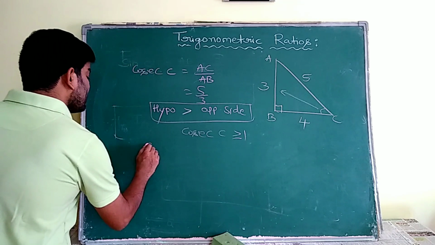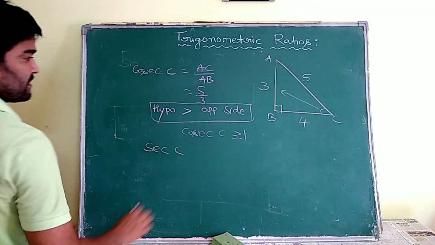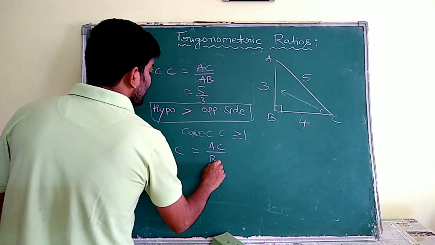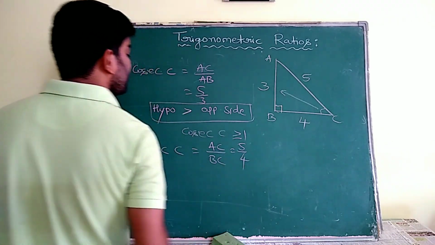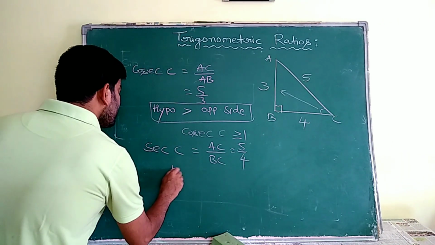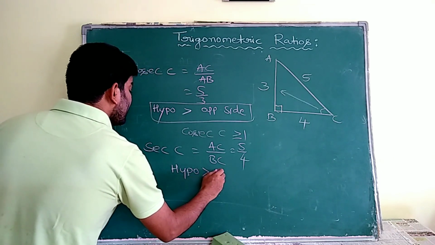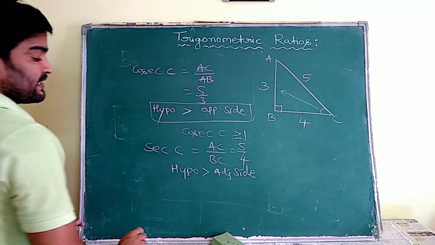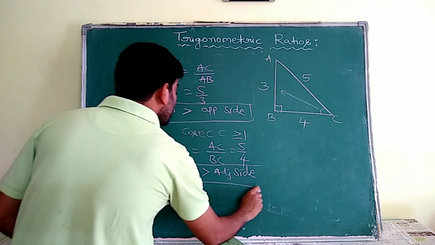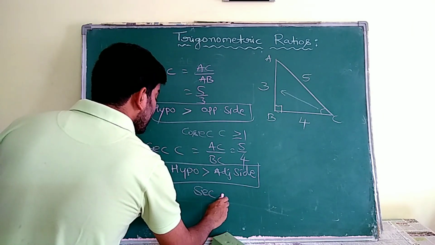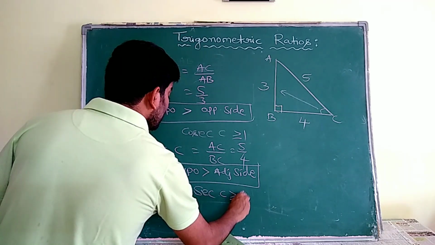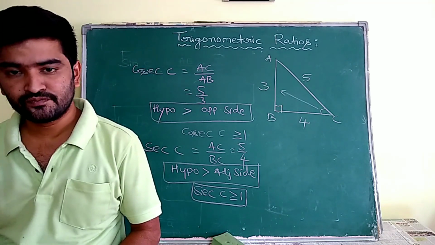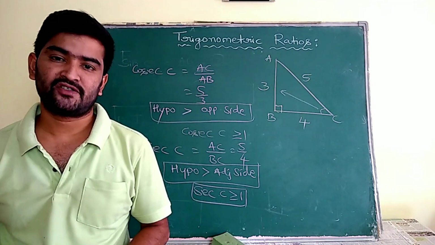Similarly, let us suppose secant C is equal to hypotenuse by adjacent side, that is AC by BC, that is equal to 5 by 4. Here also the hypotenuse is greater than the adjacent side. Secant value is also always greater than or equal to 1. So these are the observations we have to remember in the trigonometric ratios.